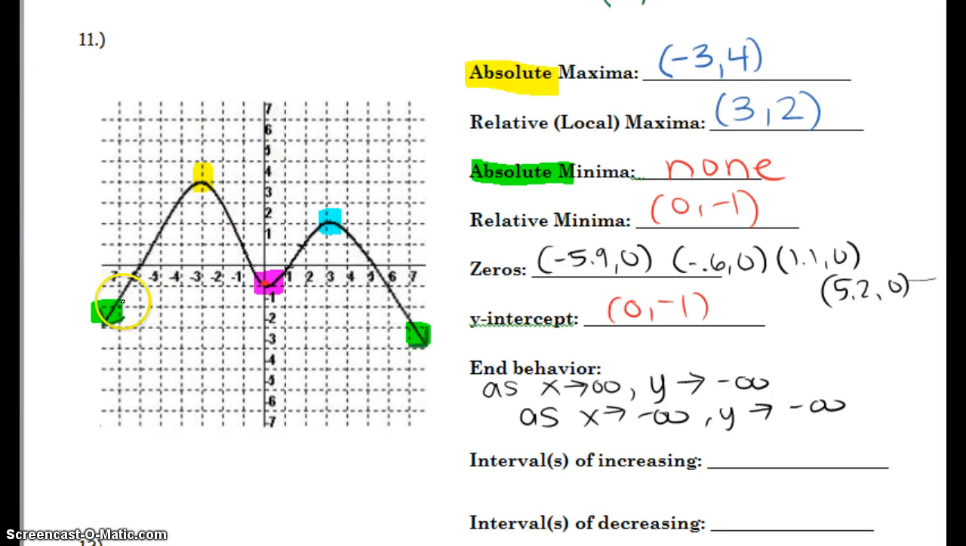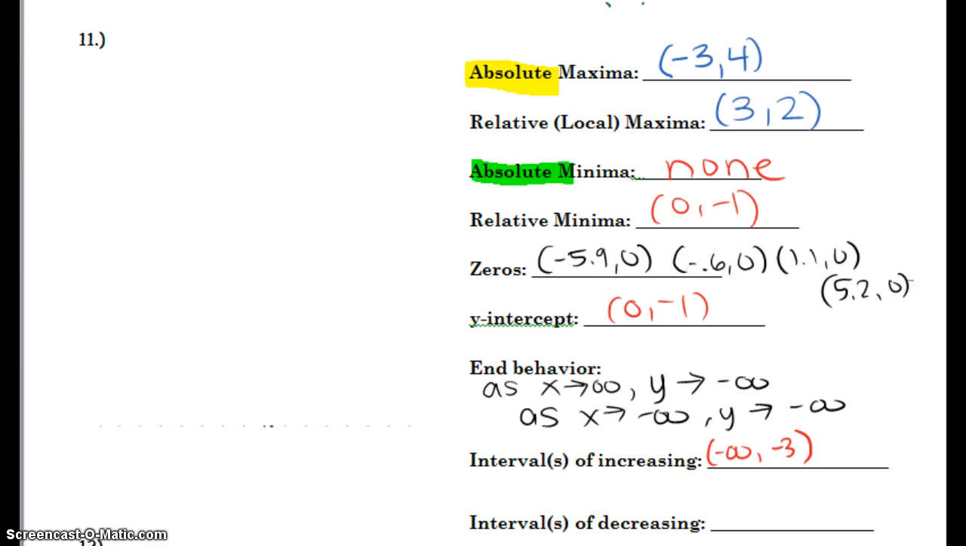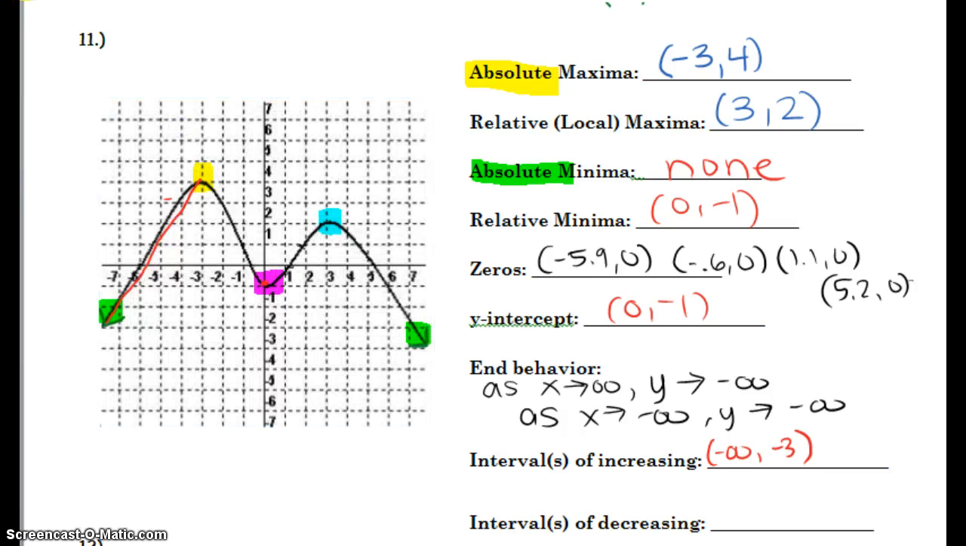Increasing and decreasing. We're talking about movement from left to right. So I'm going to start on the left and I'm going to trace it. So I'm going up, and then I stop at -3, x values. So I'm increasing from negative infinity until -3. At -3, I turn around and I start decreasing. I'm decreasing from -3 until the x value of 0.